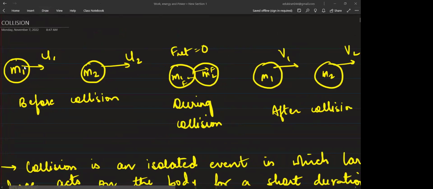See, this is the first body of mass m1. It has initial velocity u1. This is mass m2 with initial velocity u2. So there is no collision which has occurred yet. During collision, all the forces cancel each other and the net force we get is zero. So this is during collision. And what happens after collision? New final velocities are achieved, v1 and v2. So this is the case after collision.